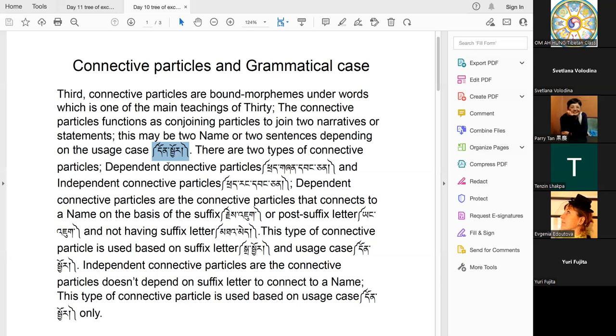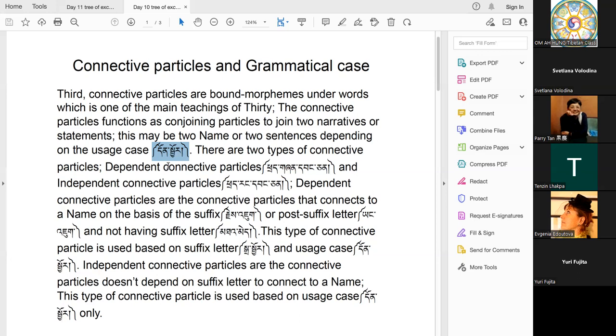And the other dependency is the usage case. Which type of sentence is this particular particle used in? Independent connective particles, on the other hand, don't depend on suffix letter. So they do not depend on the suffix letter. They can follow any name that they deem okay to follow, or they deem important to follow. So they do not depend on suffix letter.